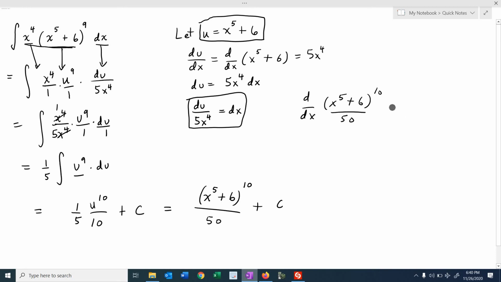Of course, the derivative of the constant would be 0, so I'm just going to find the derivative of this piece. Now, to find this derivative, you can pull the 1 over 50 out, since it's a constant. But then you're going to have to use the chain rule to find the derivative of this, because that's a composition of two functions. Okay, so the outer derivative, you'd pull the 10 down and subtract 1 from this exponent. So that would be your outer derivative. And then the inner derivative would be 5x to the 4th.